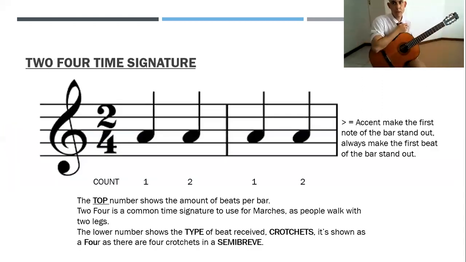Two-four time signature. Top number shows the amount of beats per bar. 2-4 is a common time signature used for marches, as people walk with two legs. The lower number shows you the type of beat received. Crotchet is shown as a 4, as there are 4 crotchets in a semibreve. 1, 2, 1, 2.